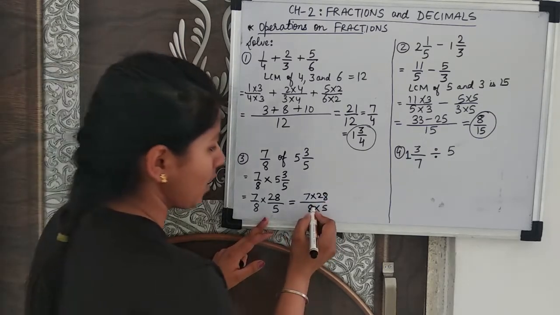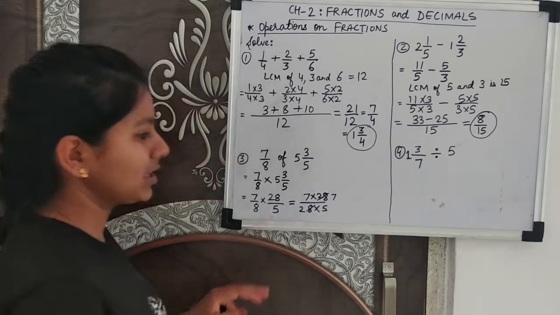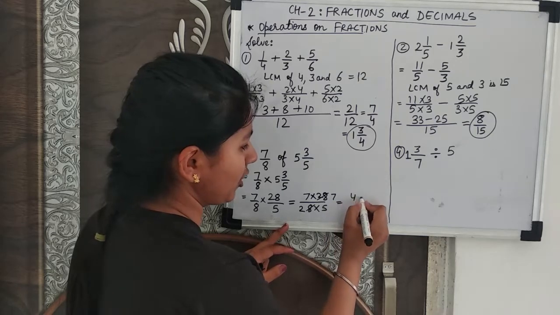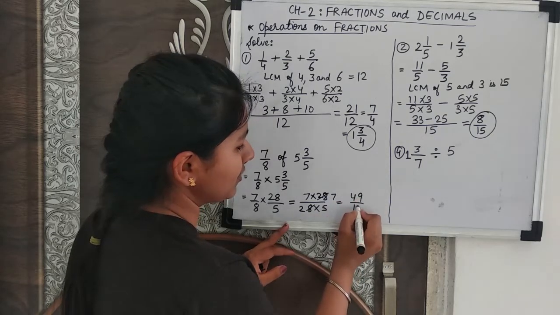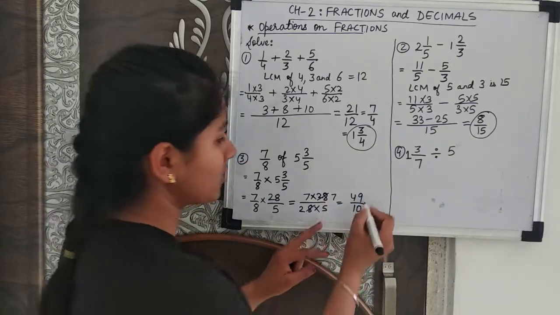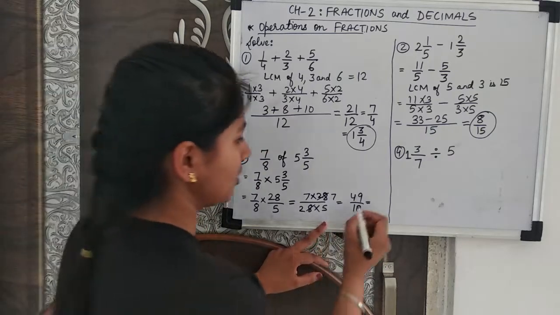by 4. 4 2s are 8, 4 7s are 28. So 7 7s are 49 and 2 5s are 10. So this is again an improper fraction. What I will do now is convert it into a mixed fraction.